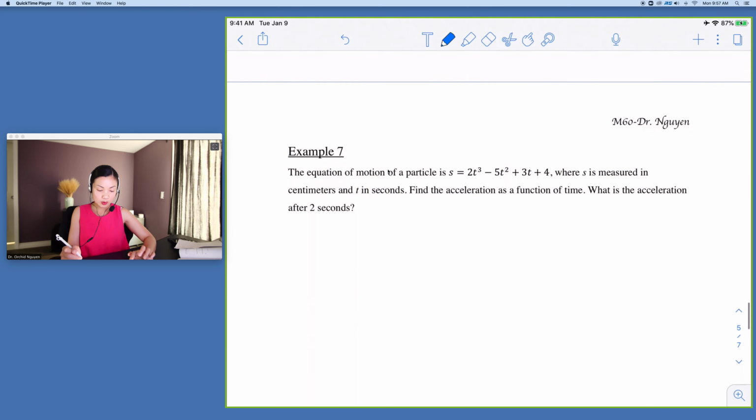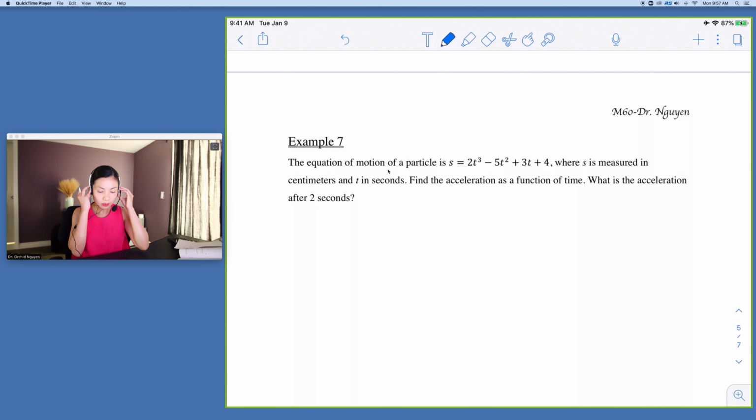Moving on to example 7. Okay, so for example 7, you can see right here that we have the motion problems. So s is the measure in centimeters and t in seconds. We need to find the acceleration as a function of time. And then from there, they're asking you what is the acceleration after 2 seconds. So for these problems, make sure you remember that s of t is the motion function.